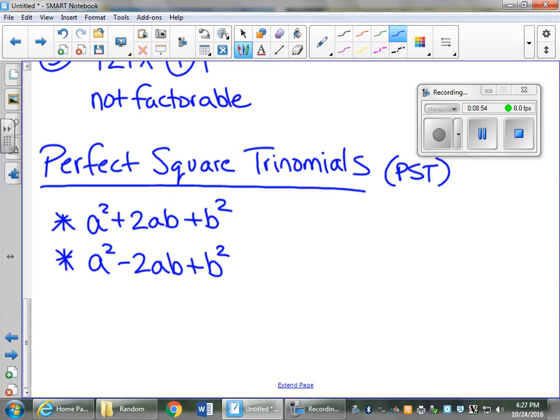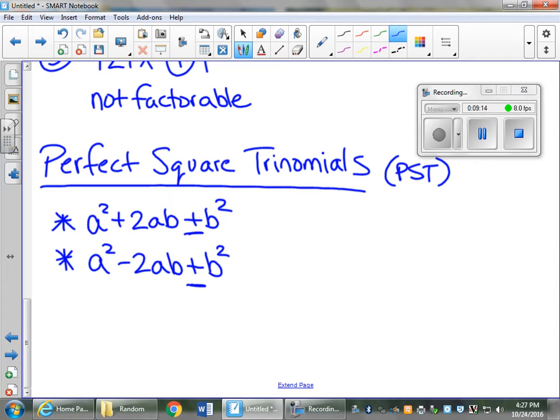The a squared and the b squared are referring to the fact that the first term and the last term need to be perfect squares. So those numbers again, 1, 4, 9, 16, 25, etc. The last term is always positive. So you'll notice these are pluses here. But the sign of the middle could change.